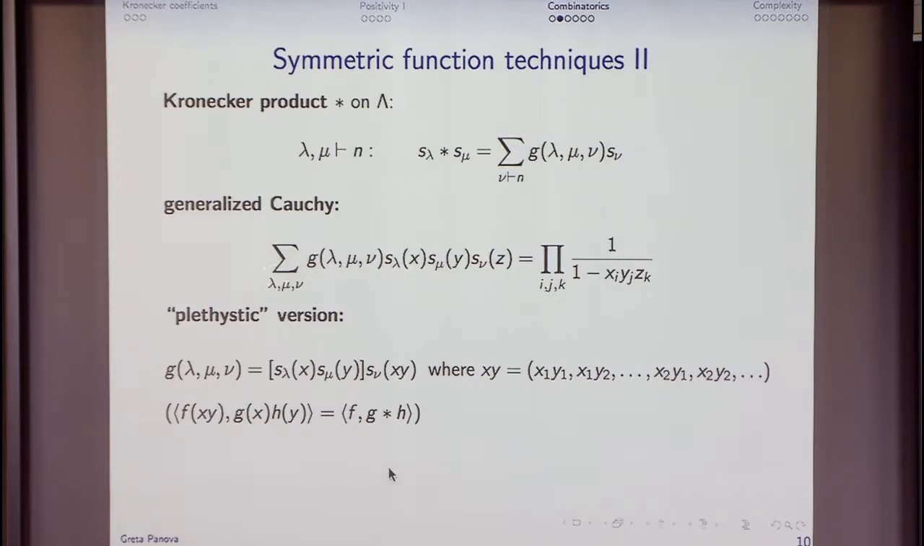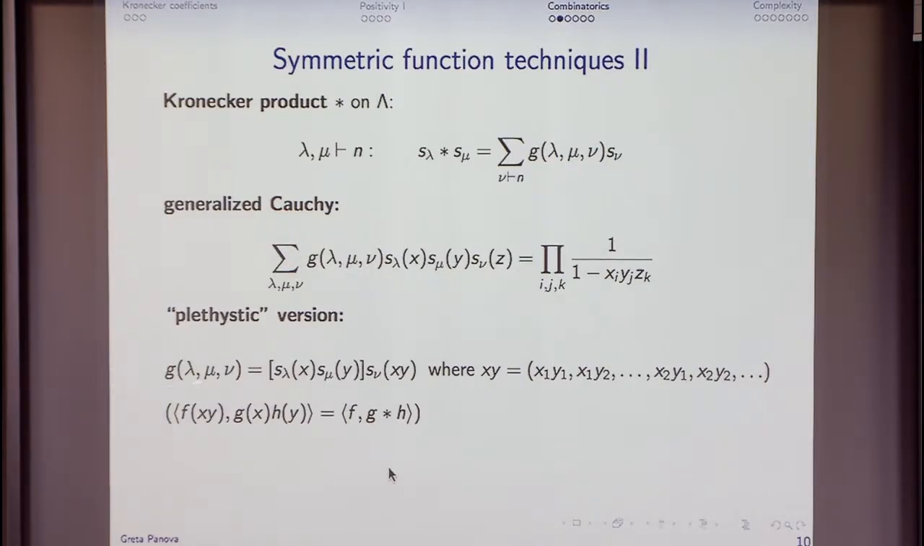And this is that if you have three sets of variables x, y, and z, and you take all the pairwise products of partitions of the same size, lambda, mu, and nu, and you weight them by the Kronecker coefficient, you just get this product here. So that's a really nice formula.